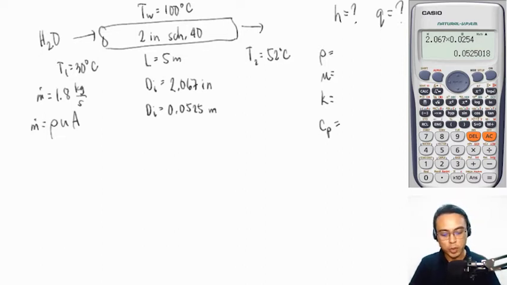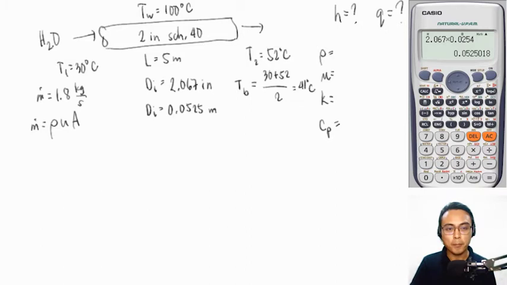The bulk temperature, T sub B, is simply the average of the entrance and exit temperature. In our case, that will be the average between 30 degrees Celsius and 52 degrees Celsius. That would be (30 plus 52) over 2, which is 41 degrees Celsius. Converting it to Kelvin, we have 41 plus 273.15, that is 314.15 Kelvin.